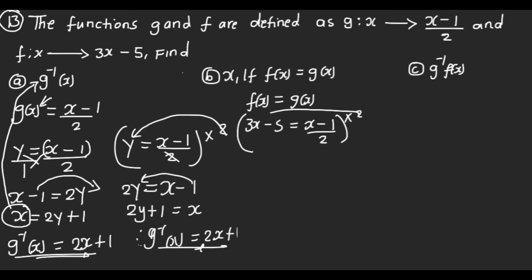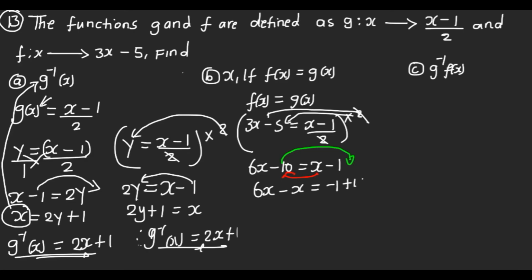So these 2 will multiply with 3x minus 5. So 2 times 3x will give us 6x. Then 2 times negative 5 will give us negative 10. Then 2 times this part here, the 2 will cancel, leaving us x minus 1. Then from there we can collect the like terms. So negative 10 will move to this side. Then our positive x will move to this side. So this will give us 6x minus x is equal to negative 1 plus 10.